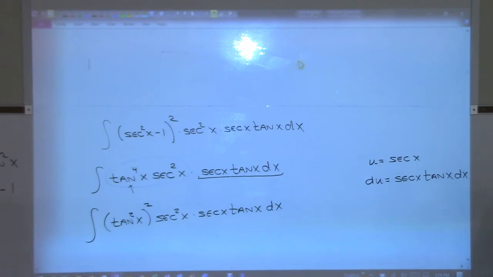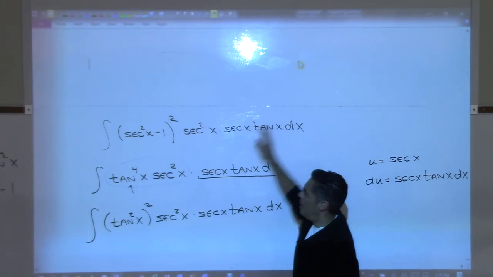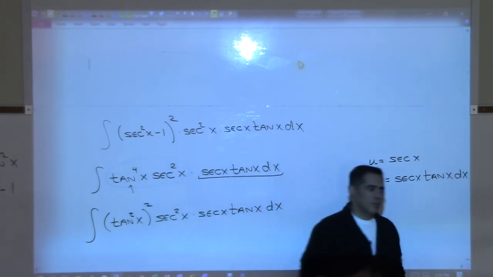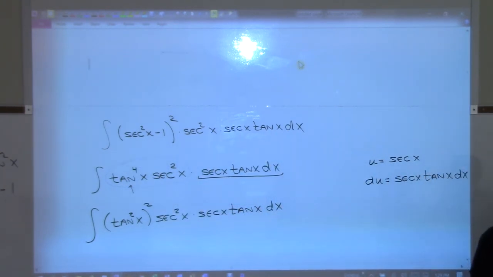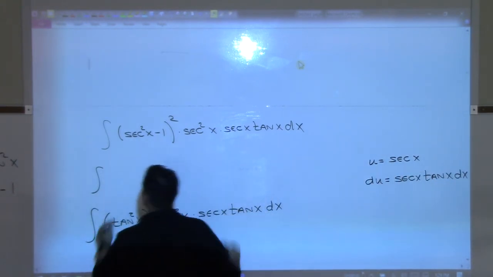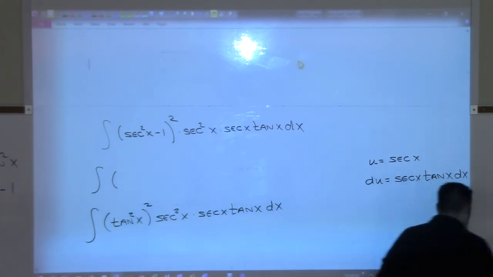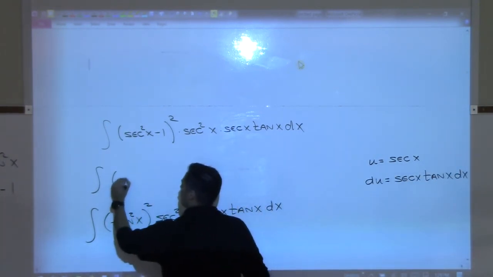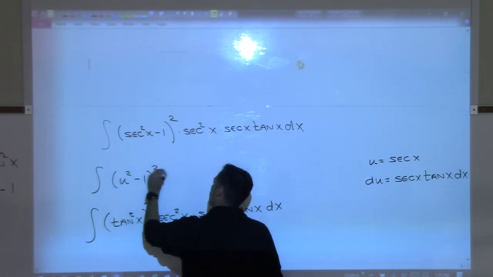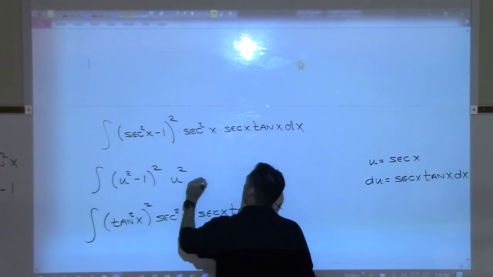At this point, we have everything we need. We've got the derivative of secant here, and everything else here has secant in it. So we should be able to convert this over to a polynomial in the variable u. So just replace all your secants with u, and we're going to be close here. So we should have u squared minus 1, right? u squared minus 1 squared times u squared times du.